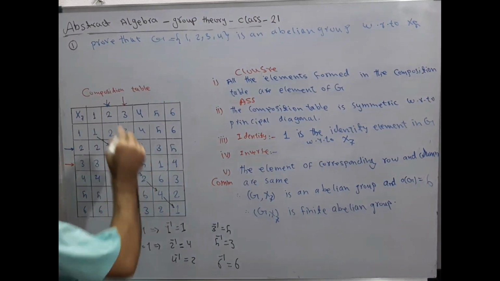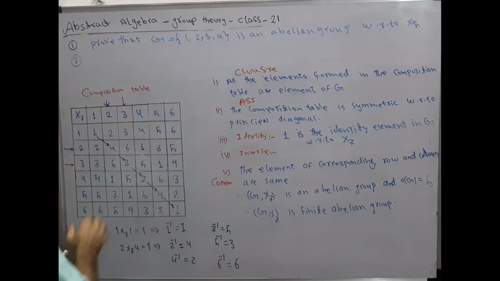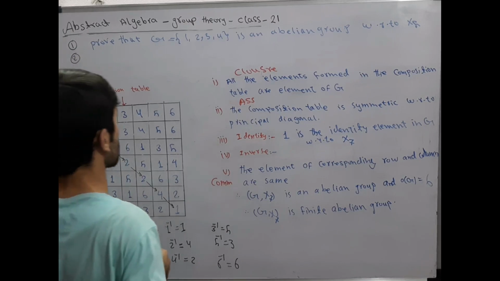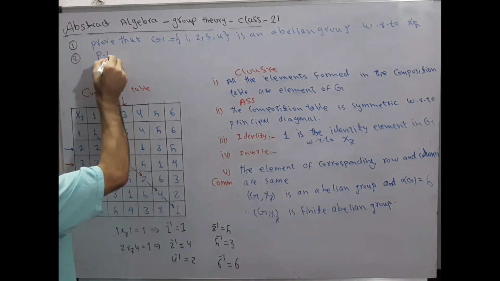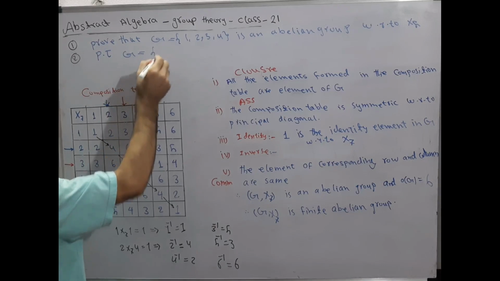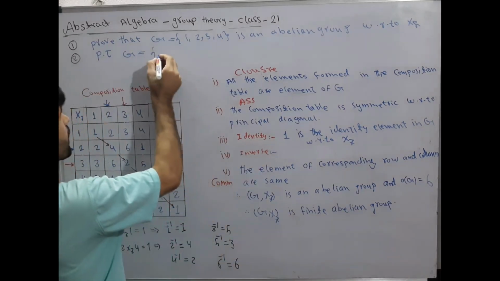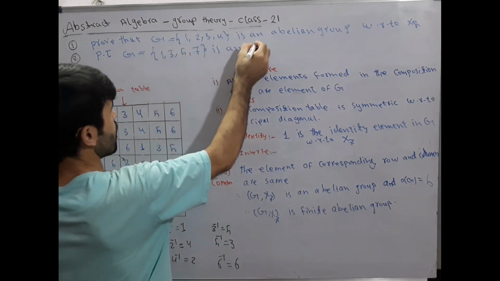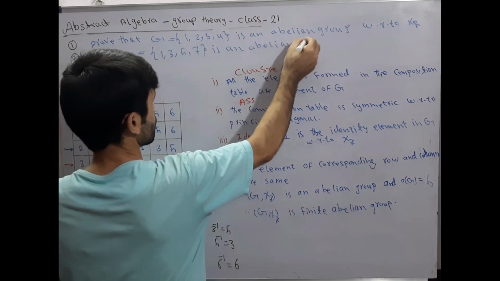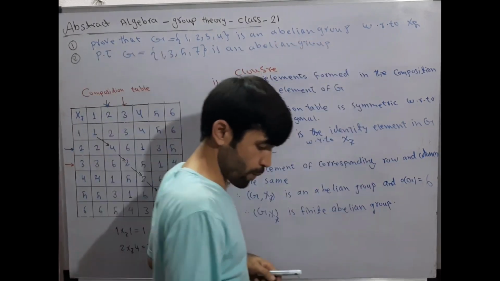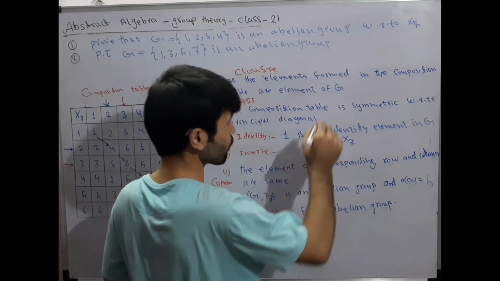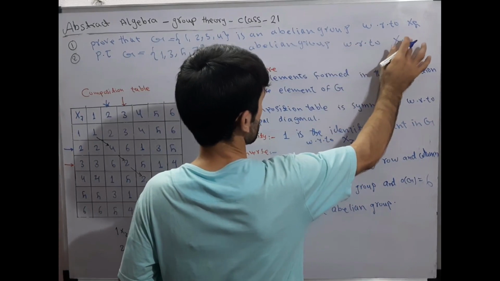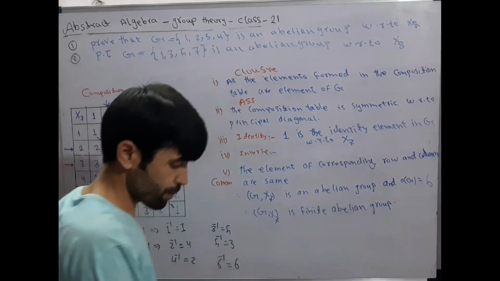Number 2, prove that G equal to 1, 3, 5, 7 is an abelian group with respect to multiplication modulo 8. Same problem.